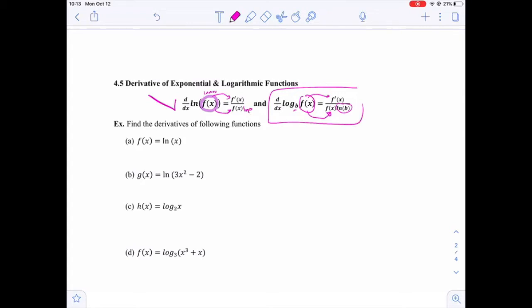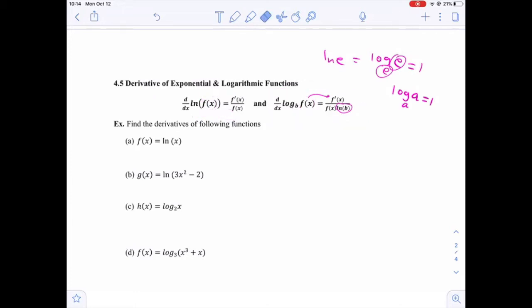What is the base of natural log? It's e. But we know that natural log of e is log base e of e, and one of the properties of logarithm says logarithm base a of a is equal to 1. So since all those are the same, that means this is equal to 1. So here we can put 1, but since that will not change the result, we just find the derivative of the inner function and divide by the inner function.